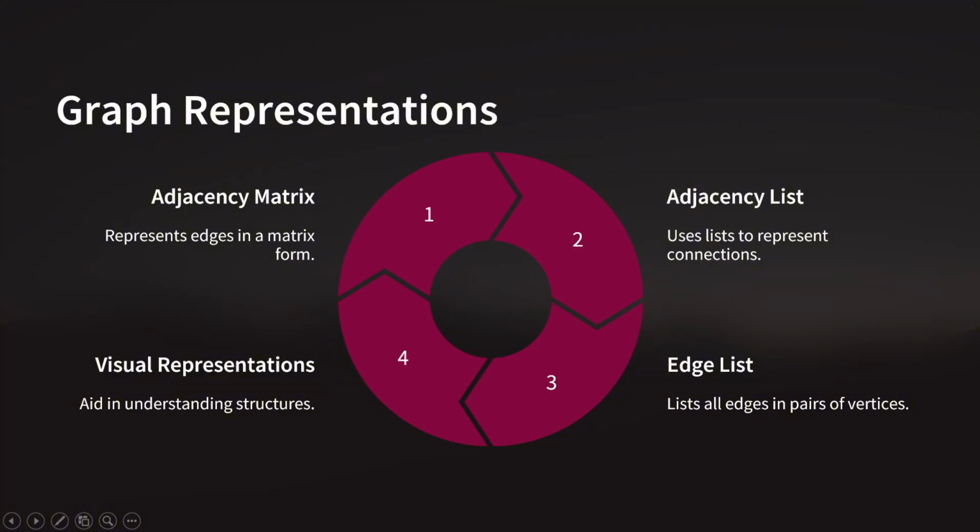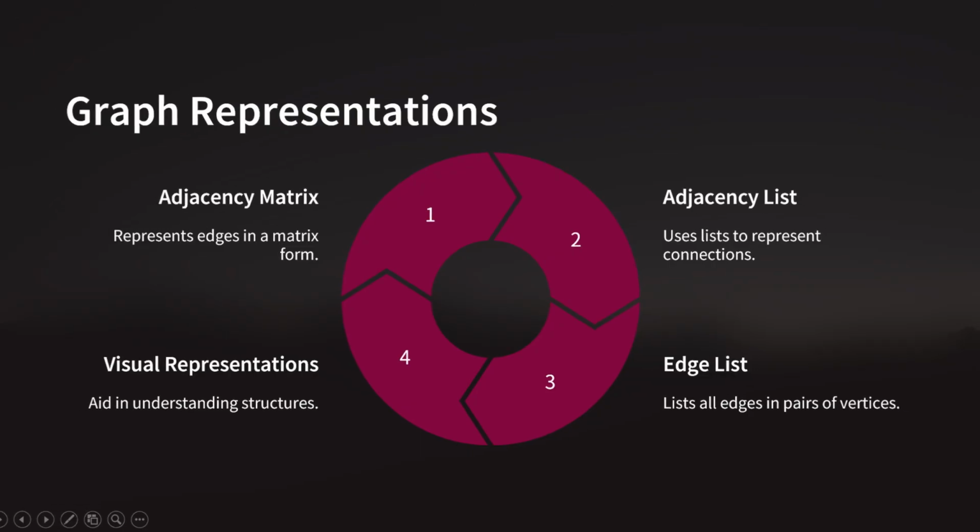For graphs with many vertices but few edges, an adjacency matrix can be inefficient because it uses a lot of space to store zeros. An adjacency list solves this by storing, for each vertex, a list of the vertices it is connected to. It's much more space efficient for sparse graphs. Similarly, an edge list is simply a list of all the edges represented as pairs of vertices. This is a very straightforward, though sometimes less query efficient, way to store graph data.